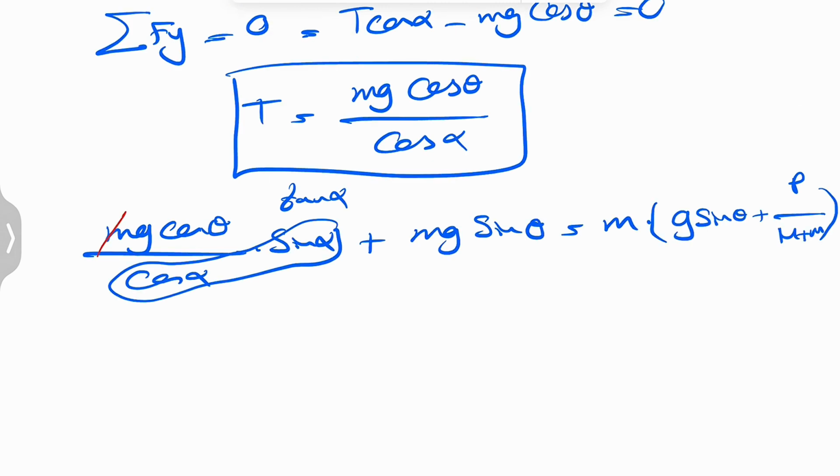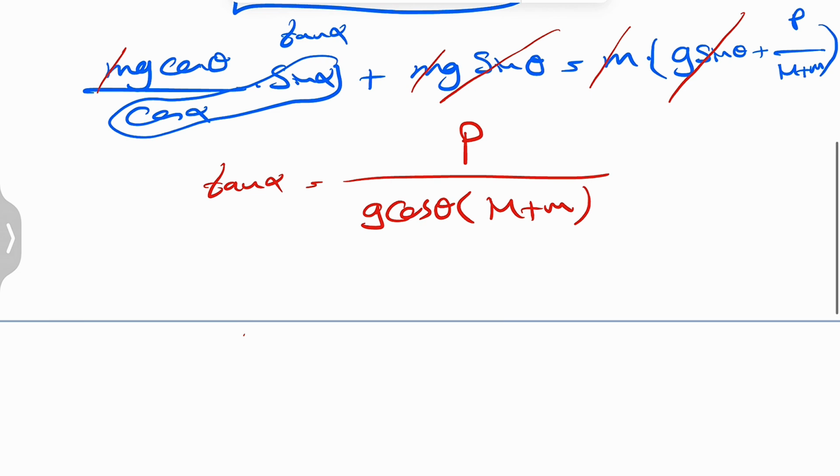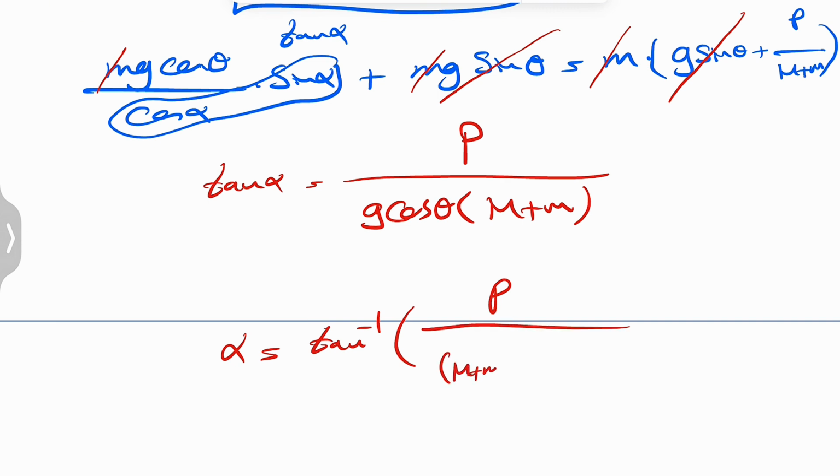So from this equation, we can cancel out all the m's. And we have basically g sine of theta on the left side, which can be canceled out with the right side. And what's left is tangent of alpha times g cosine of theta, which can go in here, plus M, and we only have P in the numerator. And if we want to find the alpha, basically we're going to have tangent inverse of that value, P over M plus m g cosine of theta.